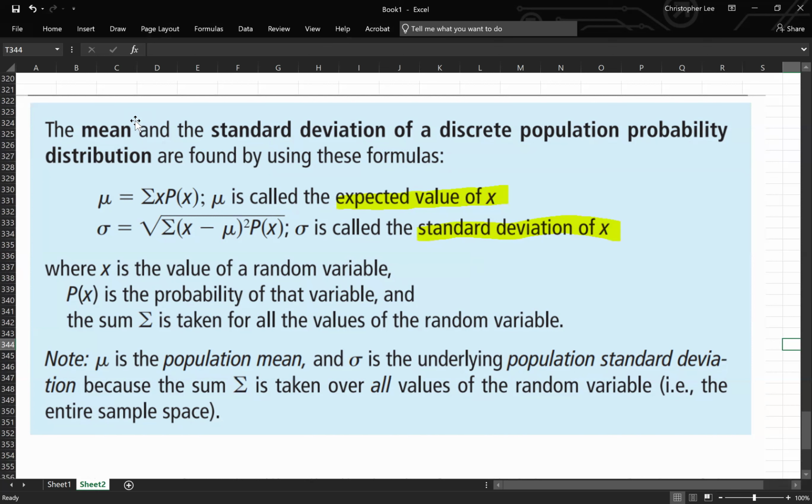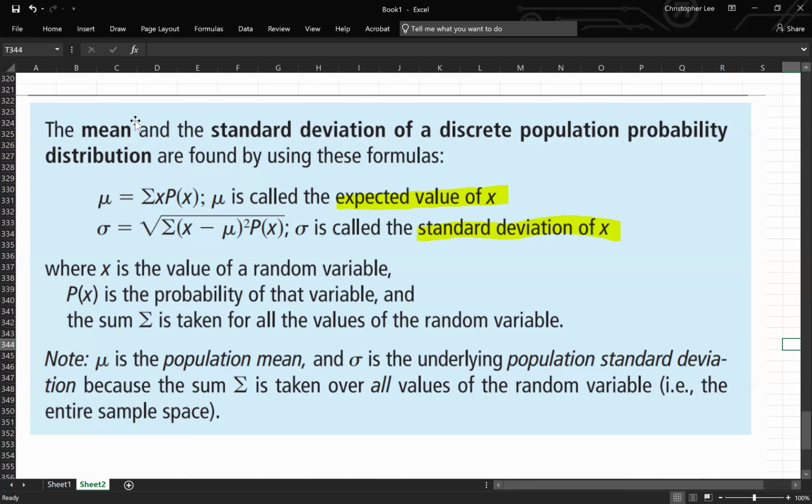Sigma is equal to the square root of the sum of (x minus mu) squared times p of x. Sigma is called the standard deviation of x, our population standard deviation. I'm going to show y'all how we find those in a minute.